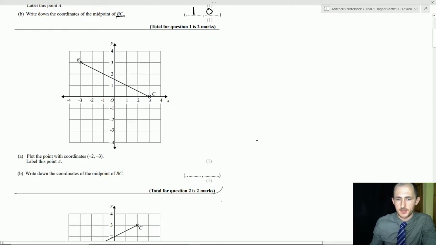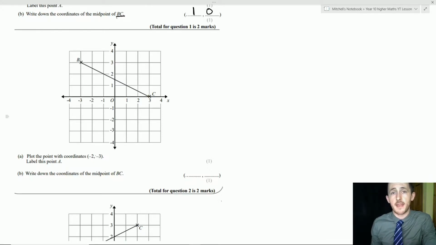For the next question, we have a straight line BC like this. And it says plot the point with coordinates -2, -3. So again, we're going to do the exact same thing as part 1. So -2 is going to be along the x-axis. So we're going to go to -2, which is here. And then we're going to go on the y-axis where -3 is. Well, y, so it goes 4, 3, 2, 1, 0, -1, -2, -3 is here.